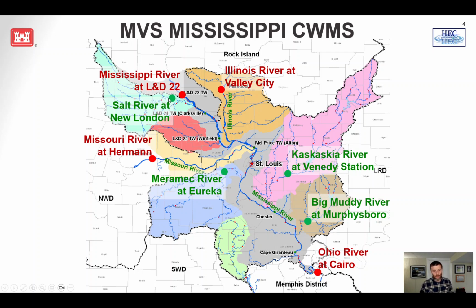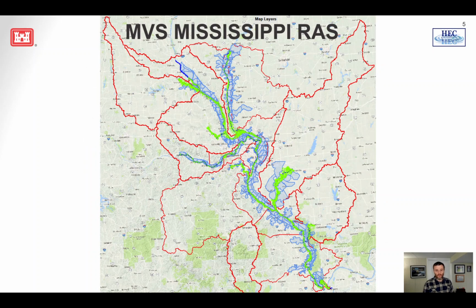Same thing with the Salt River. The Salt River goes all the way to the confluence and actually includes part of the river in our modeling for the lower Salt River, but we redo it again because we need a more accurate sense of that boundary condition going into the Mississippi. So all of those are run. This is what the RAS model looks like within our district.